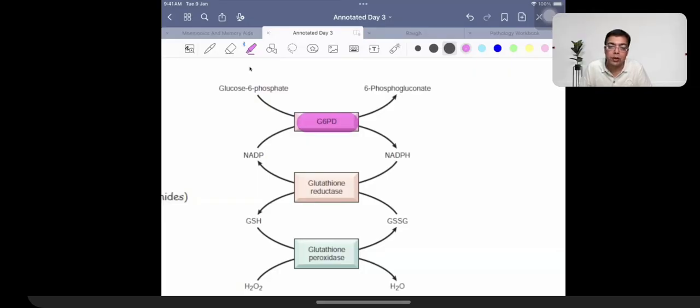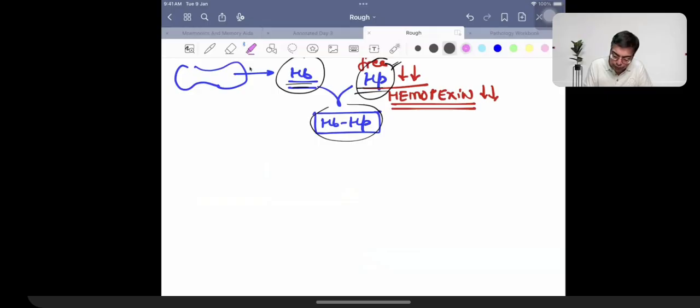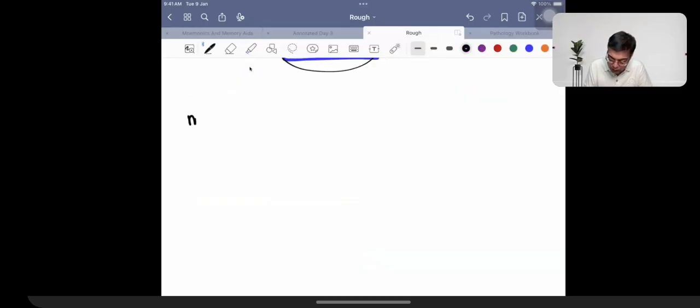MCH means average hemoglobin in the cell. MCH means mean cell hemoglobin, average hemoglobin in the cell. MCHC means mean hemoglobin concentration. Arre yaar, this was physiology, still, understand it. What is MCHC? MCHC is MCH divided by MCV.